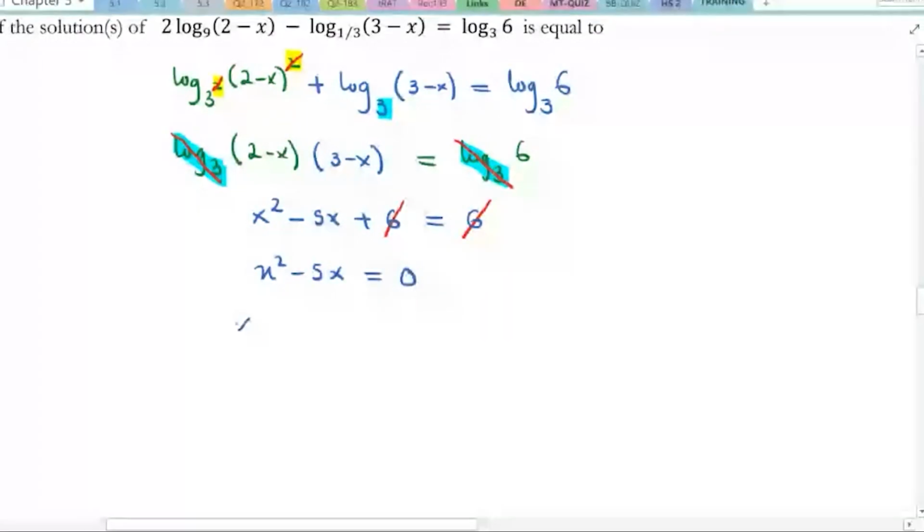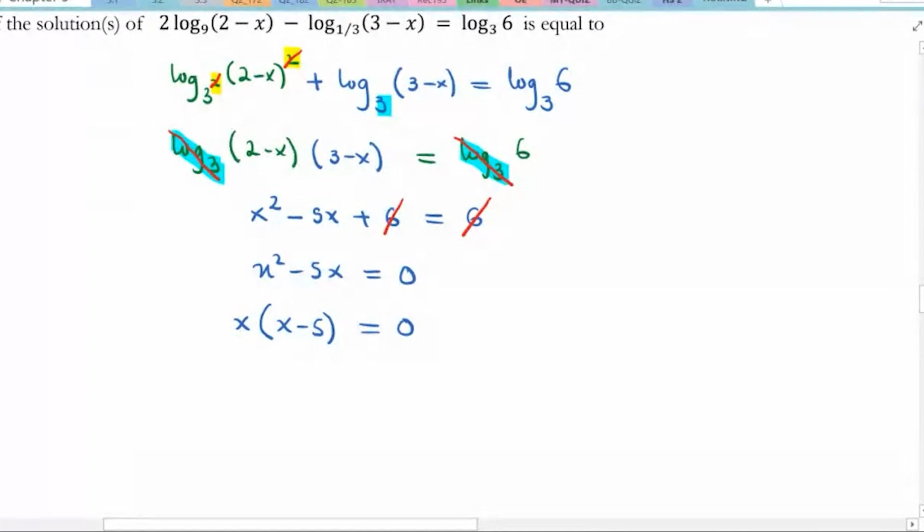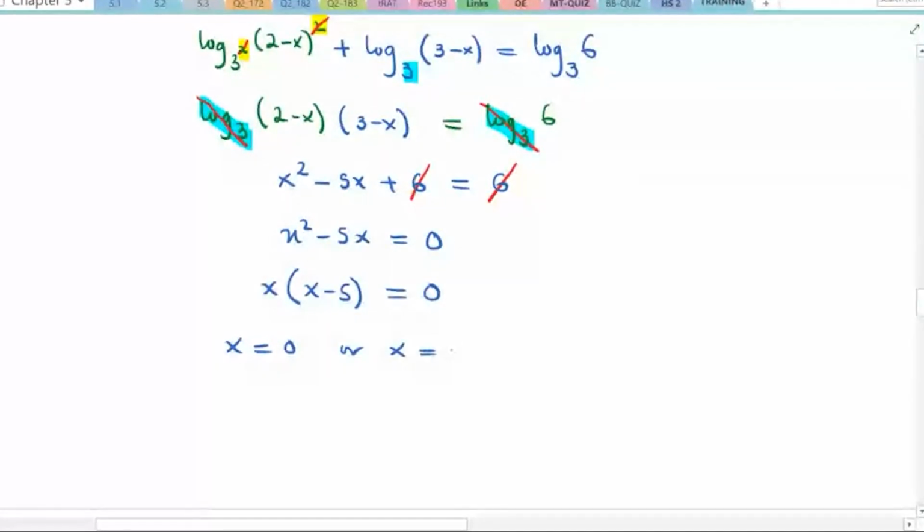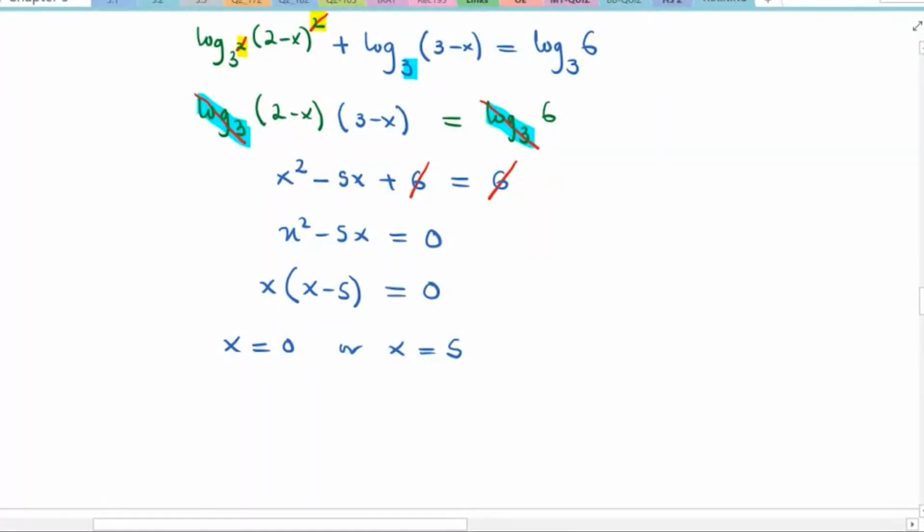Now, we factor x outside. So we have x times (x minus 5) is equal to 0. Now, what is the solution? Here we have x equal to 0 or x is equal to 5. Are we going to accept the 2 solutions?